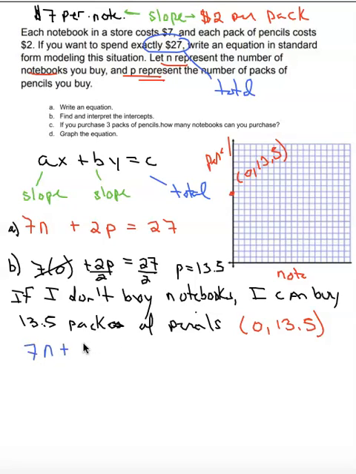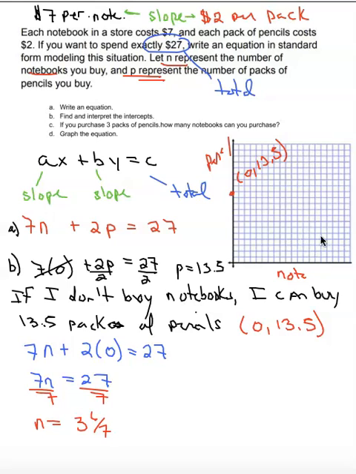Cool. So continuing part B, 7n plus 2 times, I'm not buying any pencils. I got them. But I still want to spend $27. So 7n equals 27. Should have made that number a little nicer. Divide by 7, divide by 7. N equals 27 divided by 7, you get a decimal. 7 goes into 27, 7 times 3 is 21, and 6 sevenths. Ooh, not nice.